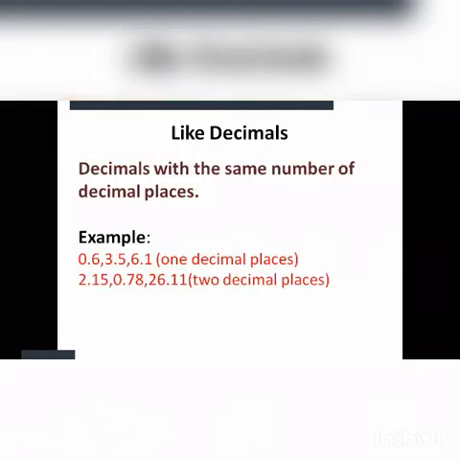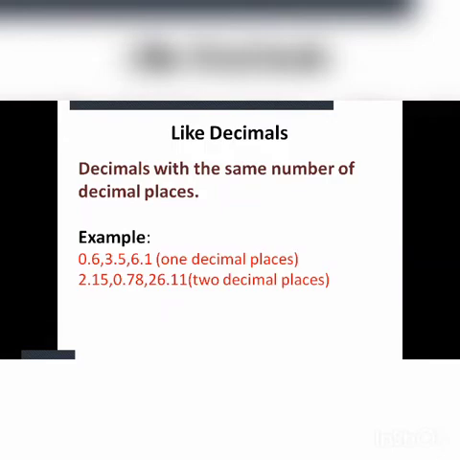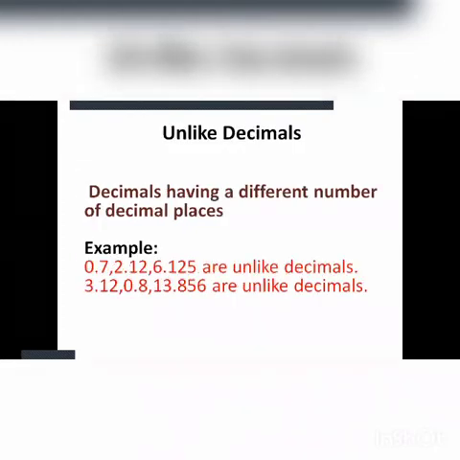Let's learn what is like decimals. Decimals with the same number of decimal places are called like decimals. For example, 0.6, 3.5, 6.1 are one decimal place. 2.15, 0.78, 26.11 are two decimal places.